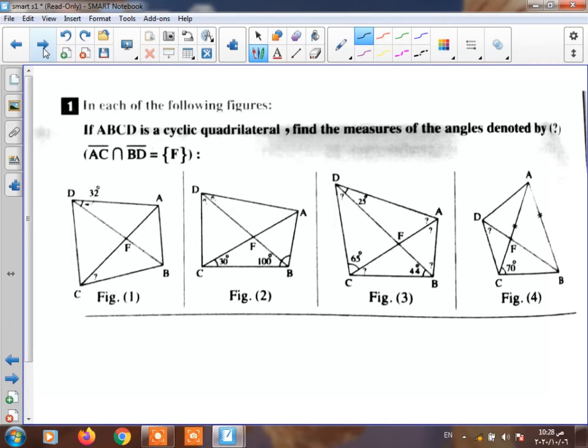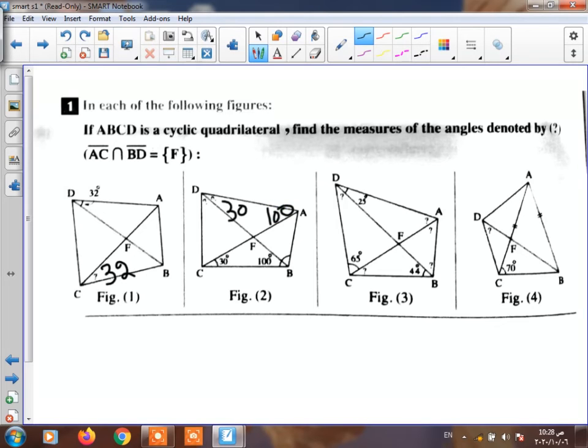If you have a common base and two angles up or down the common base, they are going to be equal. So here, if this is 32, this is going to be 32 because they have common base AB. And here, if you have angle ACB 30, then ADB is also going to be 30. And this angle is 100, so this angle also is going to be 100.